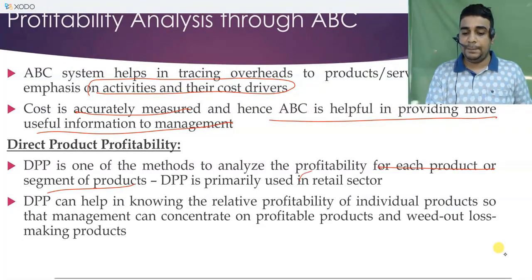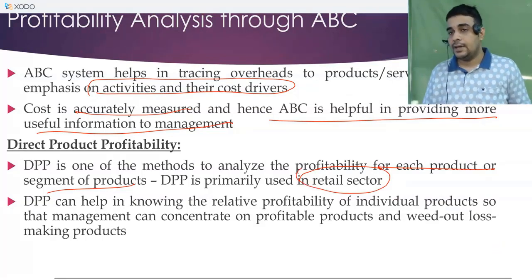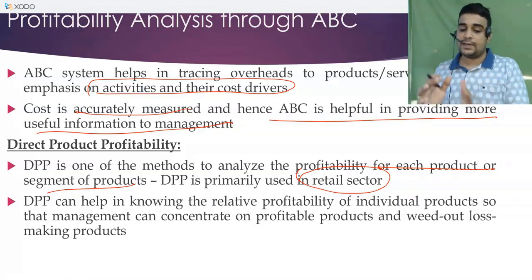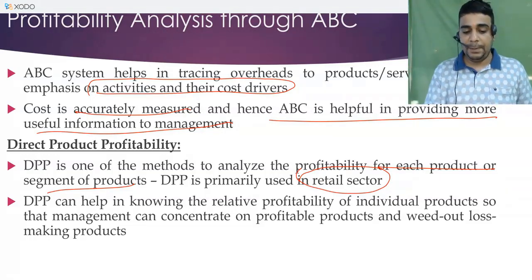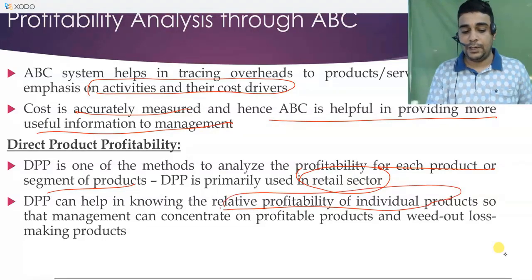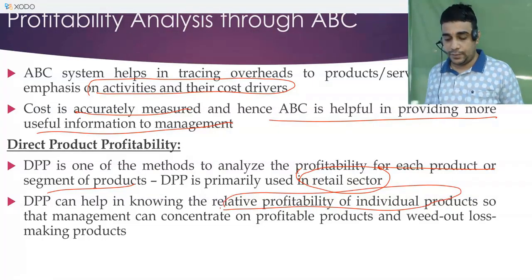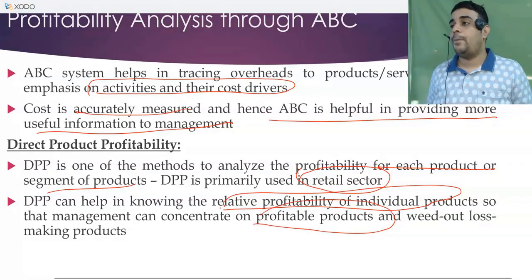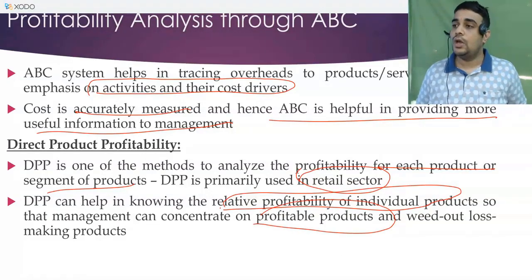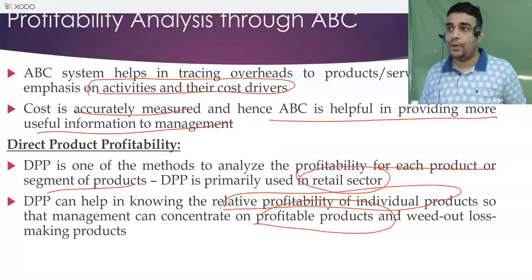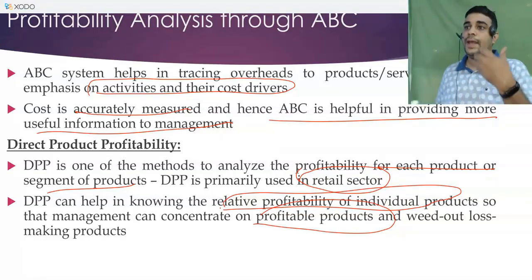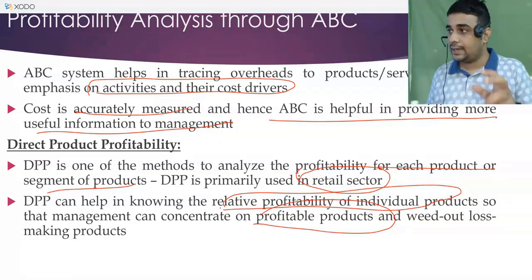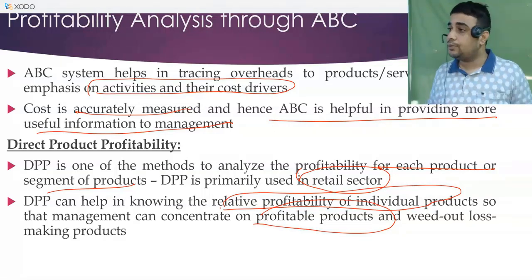DPP is mainly used in retail sector. There's a reason for that. You'll understand that the overheads are classified slightly different here. DPP can help in knowing the relative profitability of individual product. Once you know the profitability of the individual product like this statement, it can help you concentrate on profitable product and remove your loss making product. So it can help you knowing which are making money, so you expand on those products, and which are losing money, you cut down those products. That analysis or that conclusion can happen through DPP statement.